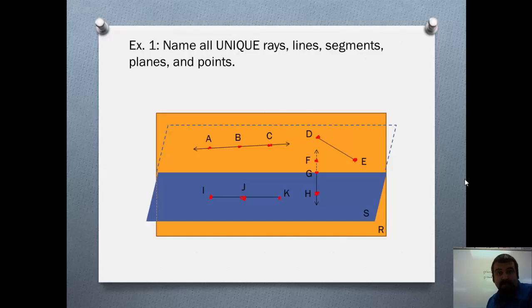I cannot choose B, C, and J. While they are non-collinear, they're not coplanar. So for plane R, the yellowish plane, we're going to call it plane BCE. Those are all the unique rays, lines, segments, planes, and points.